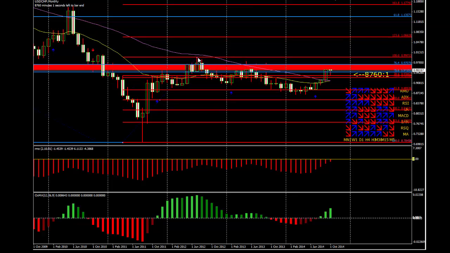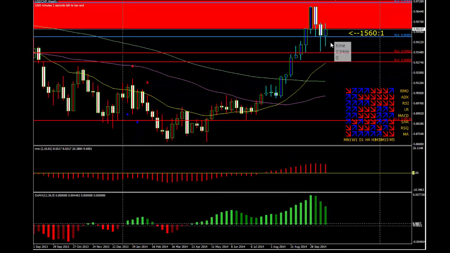You can see that if I drop down to the weekly now, just wait for price to catch up. There we go. You can see prices trading in this consolidation band. And you'll notice that the 78.6 is also below. So you can see there's a lot of hesitation in this level.